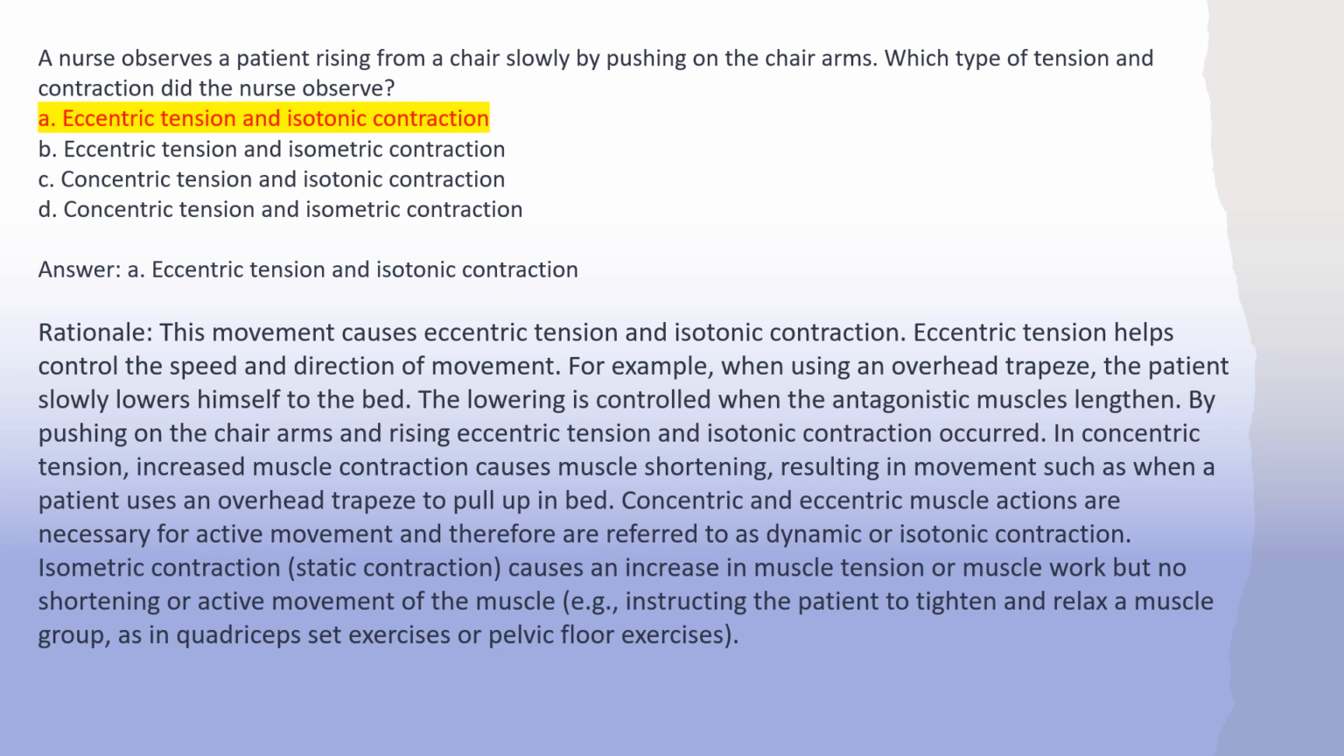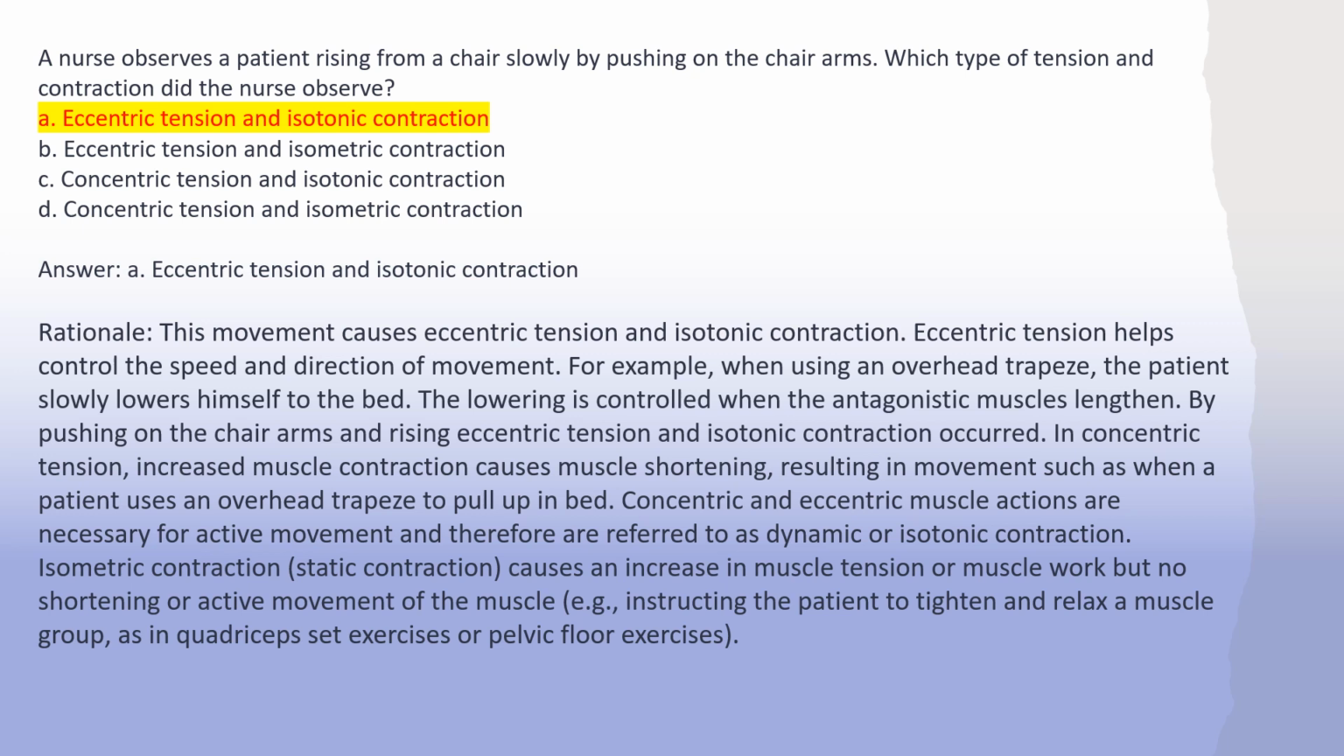In concentric tension, increased muscle contraction causes muscle shortening, resulting in movements such as when a patient uses an overhead trapeze to pull up in bed. Concentric and eccentric muscle actions are necessary for active movement and therefore are referred to as dynamic or isotonic contraction.